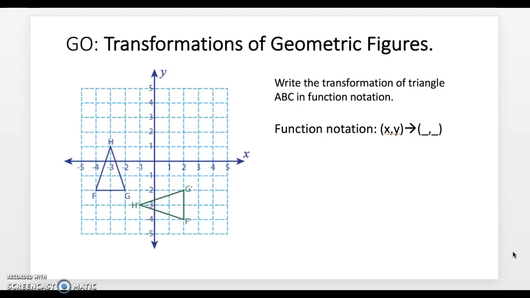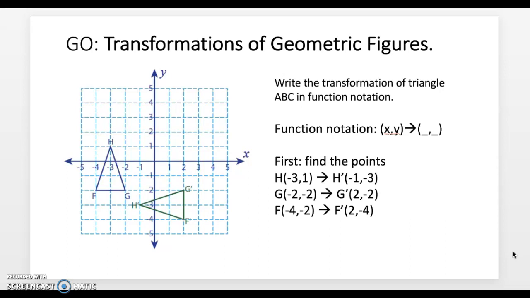Finally, in the Go, we're doing transformations of geometric figures. So you're writing the transformation of triangle ABC in function notation. And the function notation is (x, y) arrow something, based on what pattern you're noticing. If you see this and you're like, oh, I know this is a 90-degree rotation around the origin, then you can easily do your function notation equation, and you don't need me anymore because you know it already. But if you don't know it yet, the first thing we can do is find the points and write them out.